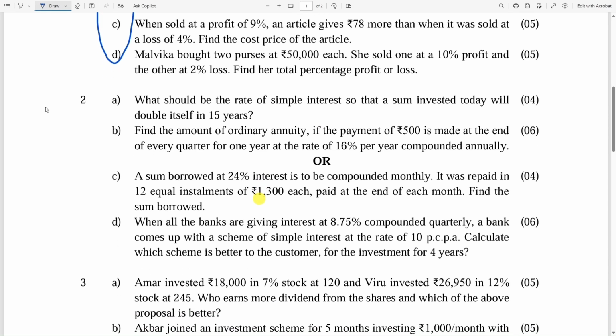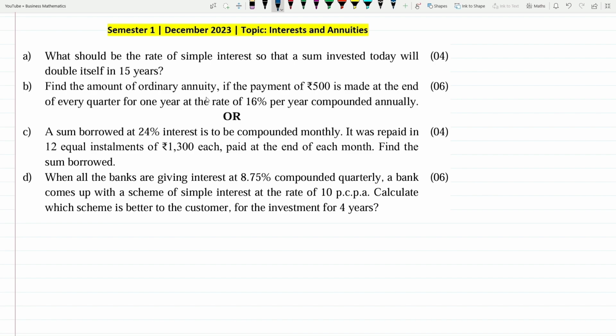You can see that there are 4 questions, 2A, B, C, and D, of which we need to attempt either A and B or C and D. These questions are from the topic interest and annuities. So let us start solving this. Here I have cut pasted the questions. We'll begin with question number 2A.